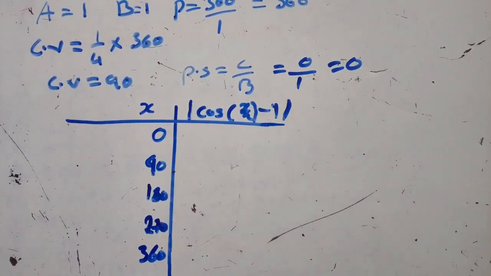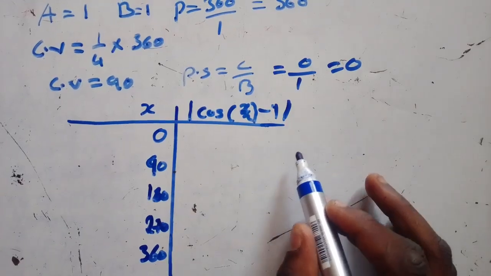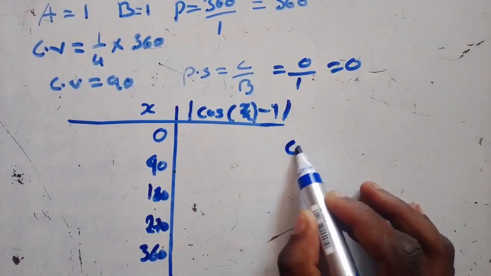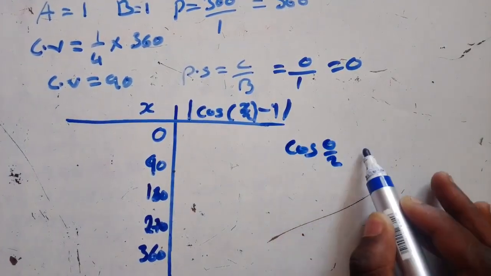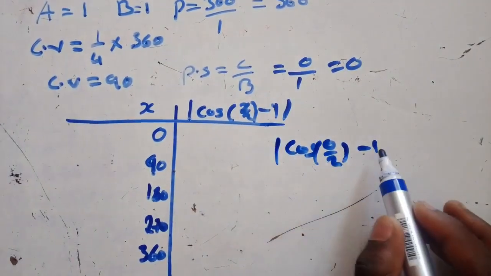Okay, so since we have found this, we now start replacing where there is x with these values. So where there's x, we place these values. The first point of x is 0. So where there's x, we're going to put 0, and you are going to have cos 0 over 2 minus 1, under the brackets.